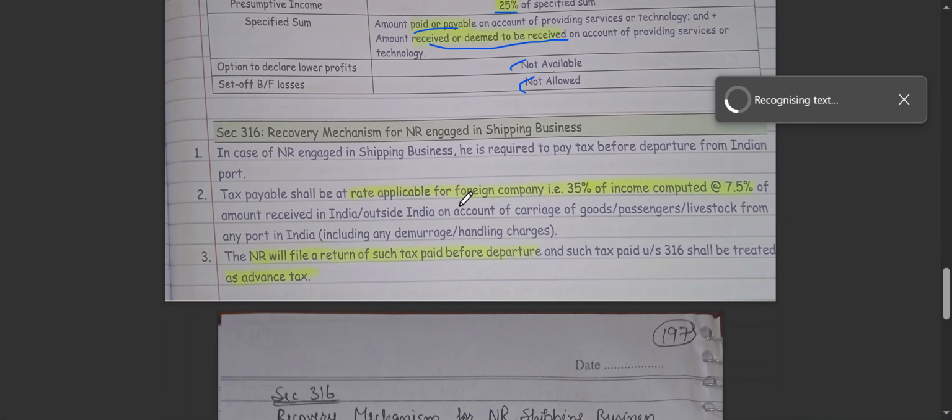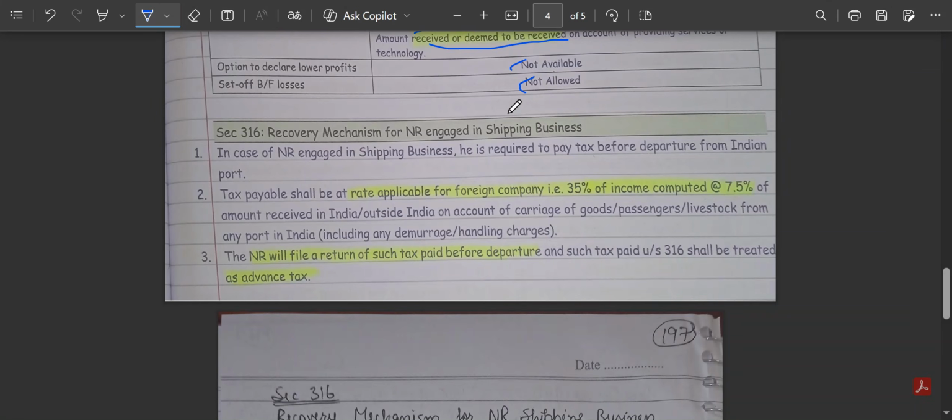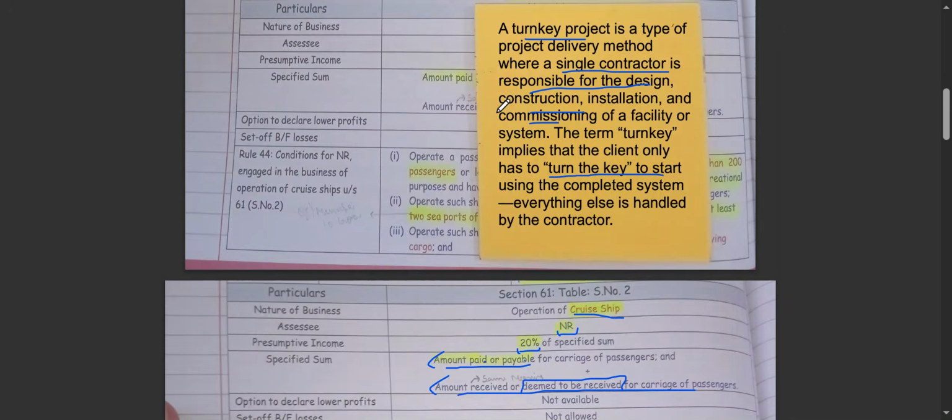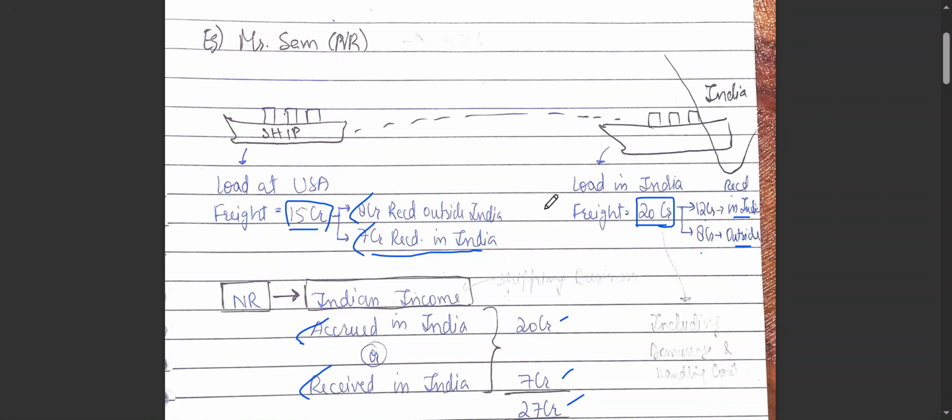Then there's a concept related to the shipping business, which says how we collect tax in case of shipping business. Like we had in the example where a ship was leaving India. Here, the ship was leaving India and it had an income of 20 crore, a total of 27 crore of income. But it is leaving India. How come we will be able to collect tax? We don't know when it will return or if it will ever return.